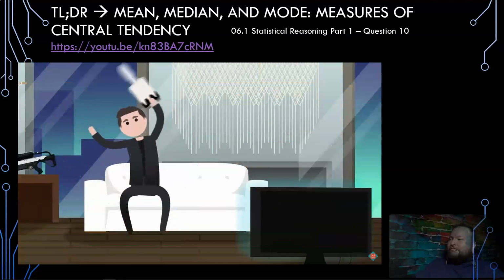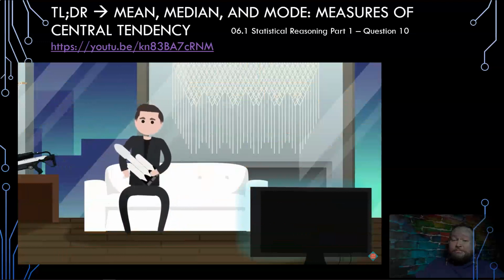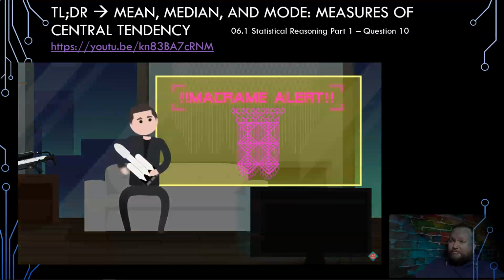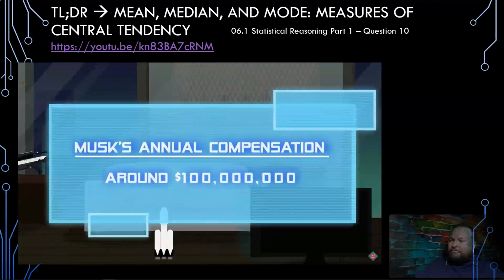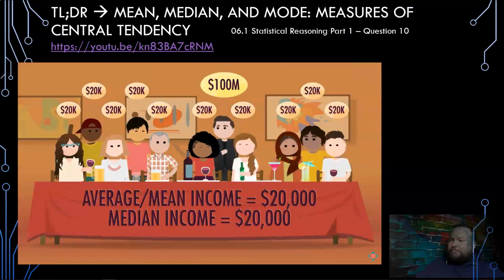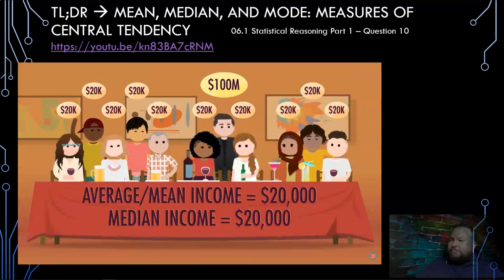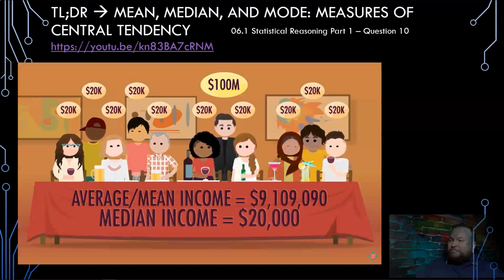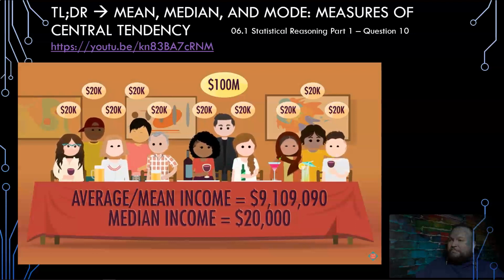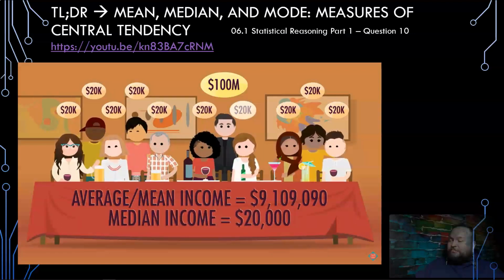Now let's imagine that Elon Musk gets wind of this macrame milestone. Turns out he's a huge macrame fan himself. Beauty in design. He couldn't miss a chance to celebrate, so he decides to show up at the restaurant. Musk's total annual compensation, including his salary and stock options, is reportedly in the neighborhood of $100 million. As soon as Musk walks in the door, the average income in the room skyrockets to a little over $9 million. But nobody else in the room is actually richer. Nobody feels any richer. The median income of the macrame artists and Musk is still $20,000 because most of our group is still making $20,000.